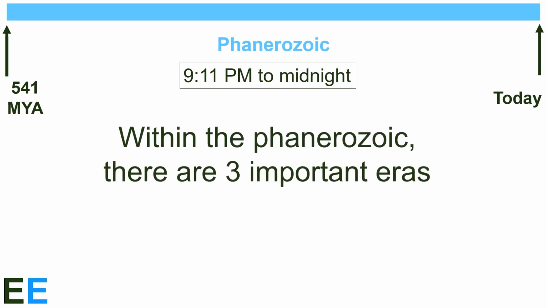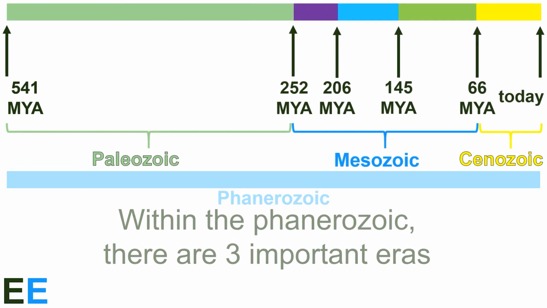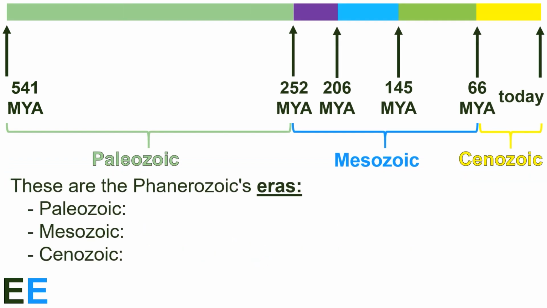Within the Phanerozoic, there are 3 important eras. These eras are the Paleozoic, the Mesozoic, and the Cenozoic. The Paleozoic spans from 541 million years ago to 252 million years ago. The Mesozoic spans from 252 million years ago to 66 million years ago, and the Cenozoic spans from 66 million years ago to the present. I like to remember these names as Paleo for old, like paleontology, Meso for middle, because both start with M, and Ceno for current, because both start with C.